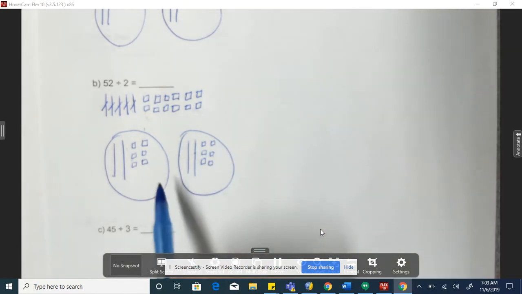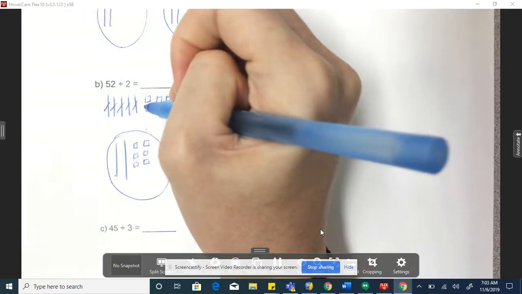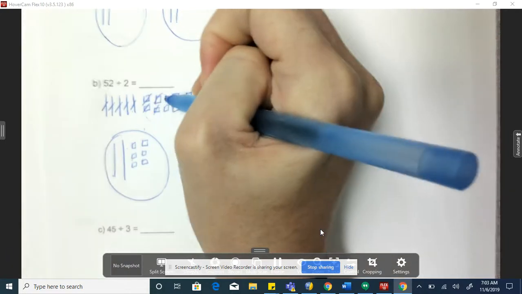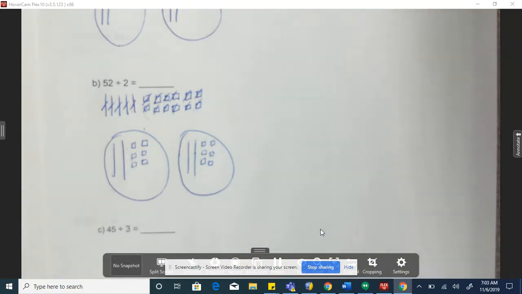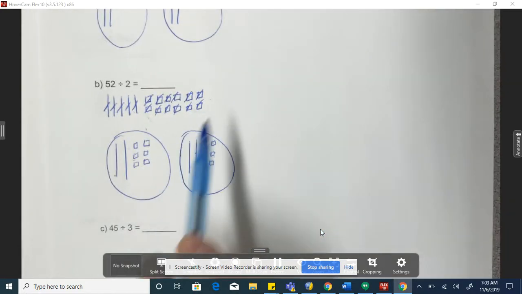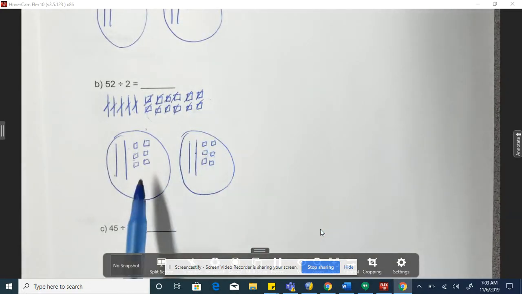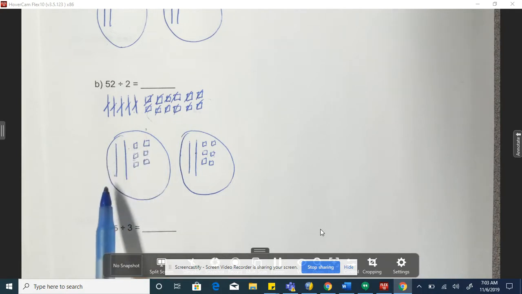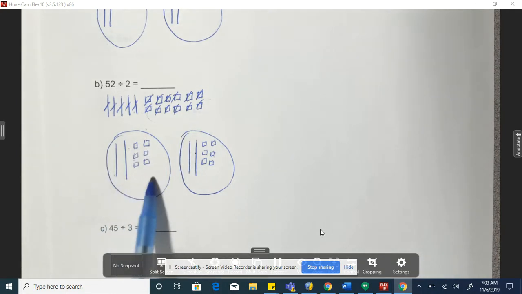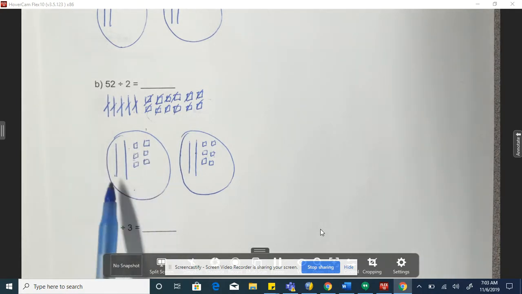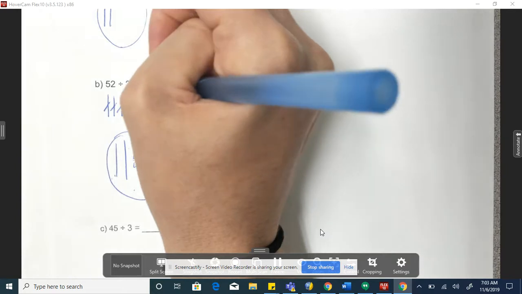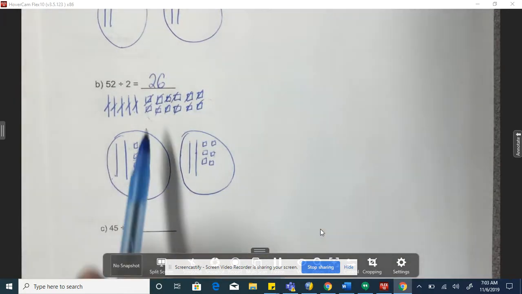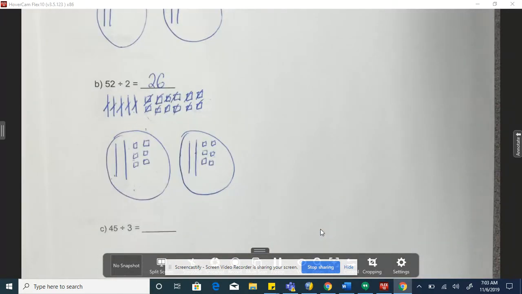All right, so now I've used 12 cubes. I'm going to cross out 12 cubes to see if I have any left over. Oh, no cubes are left over. So that means I have a remainder of 0 because there's nothing left over. I can now see my quotient, which is how many cubes are in each group. I have 2 tens and 6 ones. So that means that I have 26. Our quotient, or the answer to a division problem, is 26.